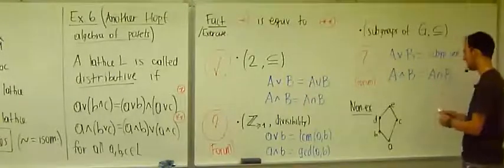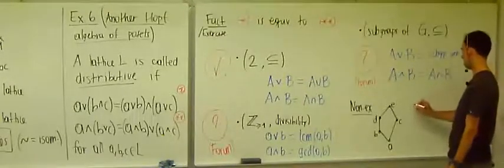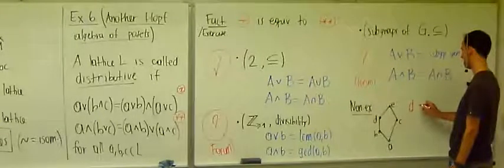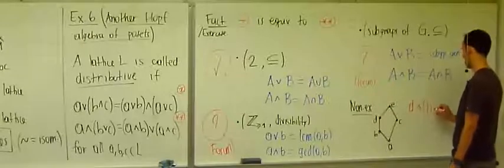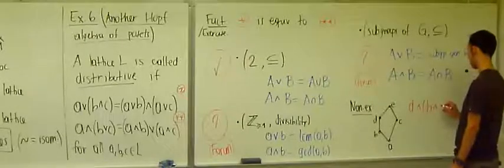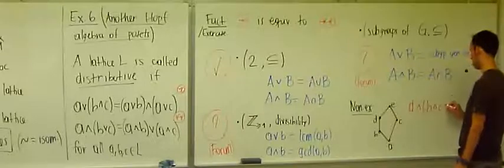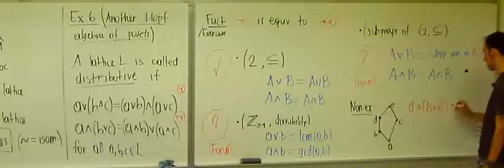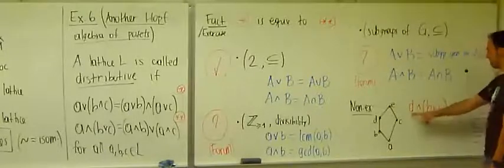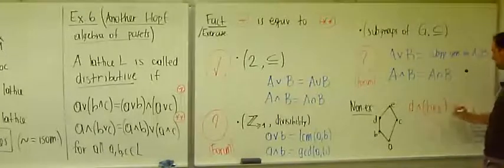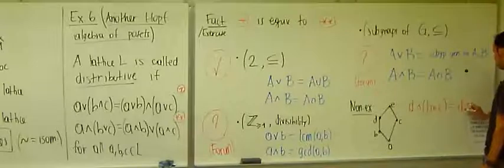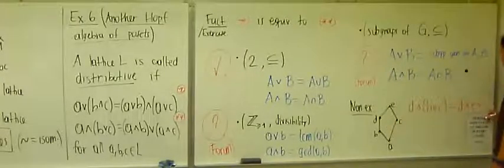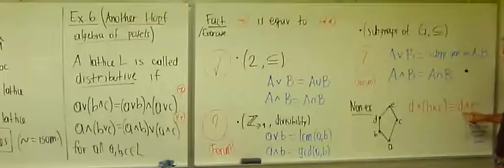So I don't know, let's try something. Let's try D meet B join C, D join C. So what is this? This is D meet, the join of B and C is E. And so there's D.